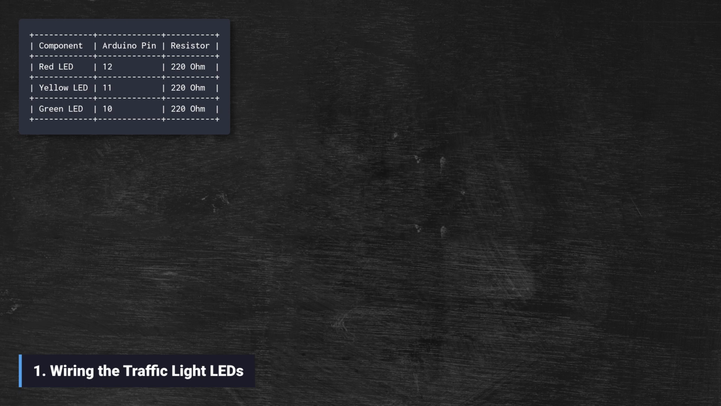First, place the red, yellow, and green LEDs on the breadboard. Connect the long leg of each LED to pins 12, 11, and 10 respectively through a 220 ohm resistor. Connect all the short legs to the common ground rail.